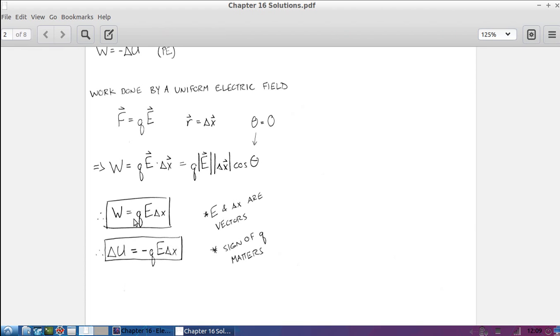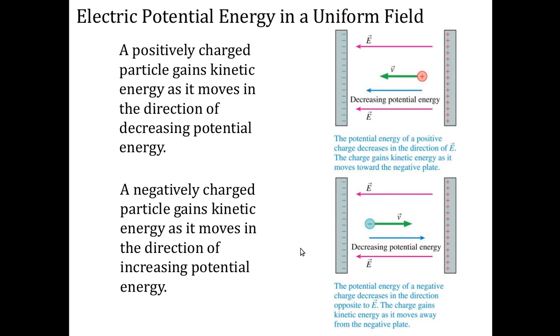So if I go back to this expression, I've got a negative charge. My electric field is still in the negative x direction, but my displacement is in the positive x direction. So I've got a negative times a positive. I'm still left with the plates doing positive work on the charge. So in both of these scenarios, the plates are doing positive work.